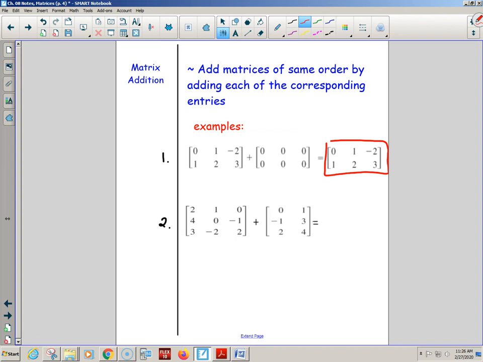Different shapes. What's the proper term? Different dimensions. That works. Or different orders. Either way, different shapes, they're different orders, they're different dimensions. If they're different orders, different dimensions, guess what's true? No solution. You can't add if they're different sizes.